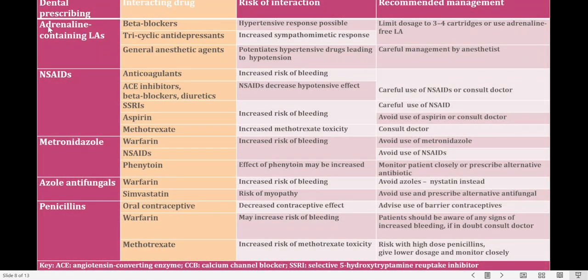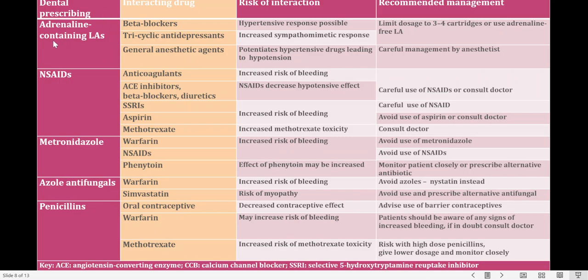So, taking this into consideration, we will also consider the drug interactions for the drugs that are prescribed by dentists. It's important to highlight these categories of medications which are used or prescribed by dentists: the adrenaline-containing local anesthetics, the non-steroidal anti-inflammatory drugs, metronidazole, azole antifungals, and penicillins. These are probably the drugs that are mainly concerned with drug interactions.